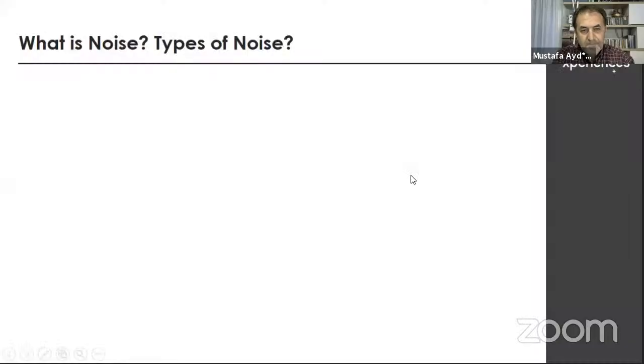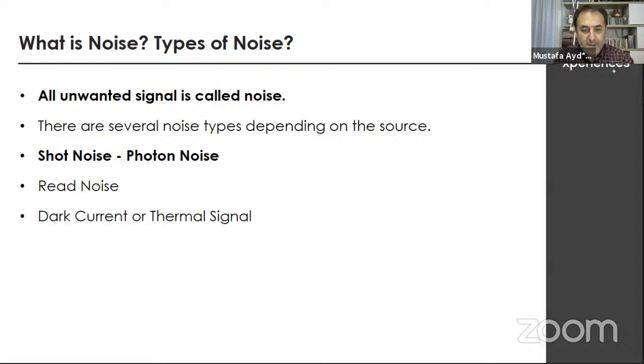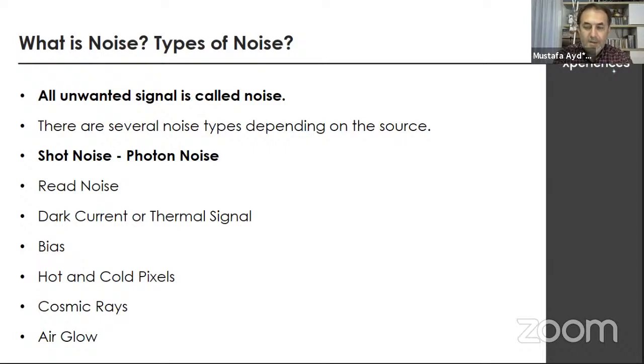As we all know, our main enemy is noise, and noise has lots of different sources. We define noise as all unwanted signal, and there are several types of noise depending on the source. One of them is shot noise, or photon noise, read noise, dark current or thermal signal, bias noise, hot and cold pixels on your sensor, or cosmic rays, or airglow can be counted as some of the noise types. What we are dealing with here, especially when we are stacking, is shot noise, or you can also call it photon noise.